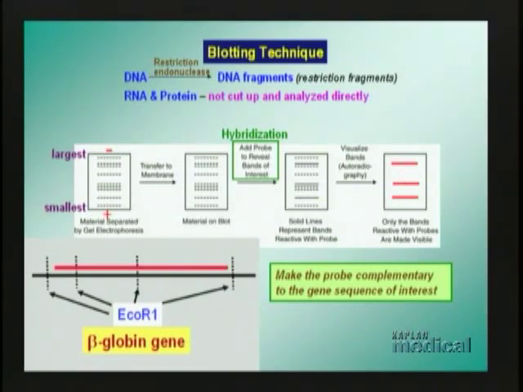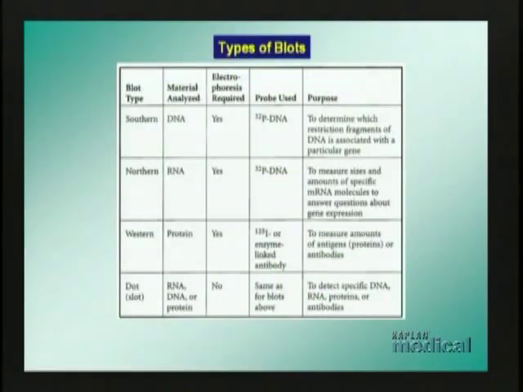This means there are 3 fragments coming from the beta globin gene. So this is the basis of blotting techniques, in this case looking at DNA fragments using a DNA probe. In this next figure are the types of blots that are used for detecting DNA, RNA, or proteins.